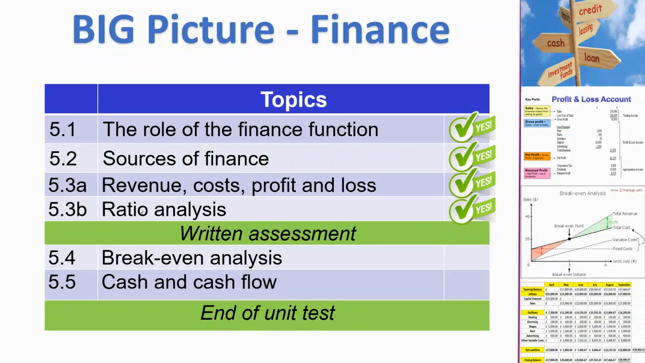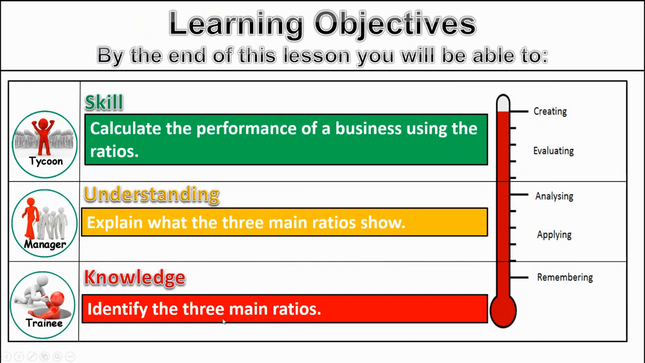Okay, in this session, we're going to learn about ratio analysis. Now, the three key things you need to understand are the main three ratios. You need to understand how to calculate them and obviously what they show. And ultimately, we're going to use them to help determine how successful this business is performing.